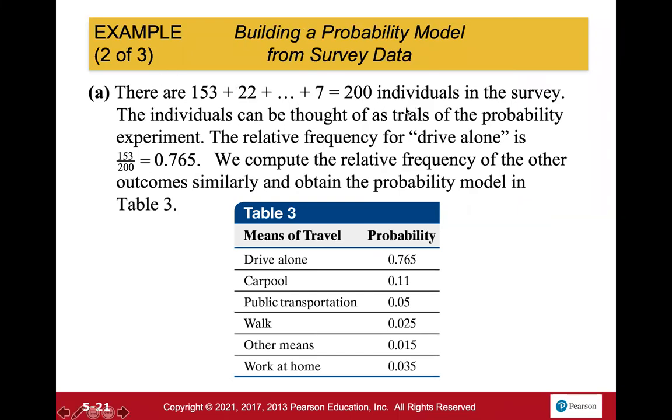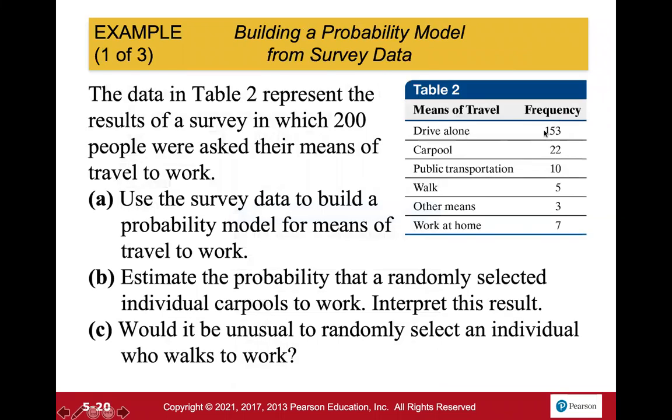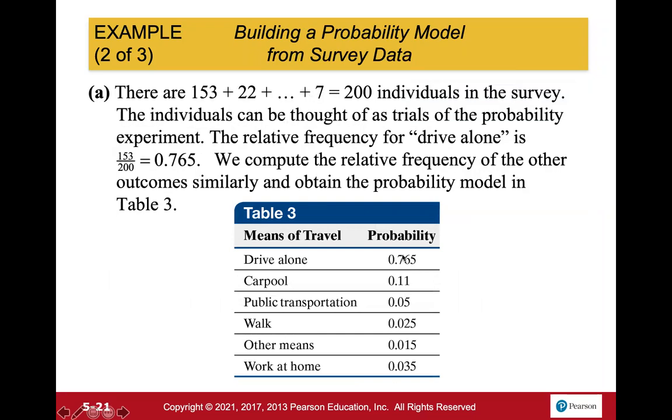So probability, so we look at all of these. When we added all of them together, it was equal to 200. And here they didn't really show how they got these numbers. They just divided this by 200 and got each of these values. Perfect. So the individuals can be thought of as trials of the probability experiment. So remember, each trial was independent, and what else? Yeah, each trial was independent and equally likely to happen. We just so happen to choose these 200 different people. We compute the relative frequency of their outcomes similarly and obtain the probability model in table 3.